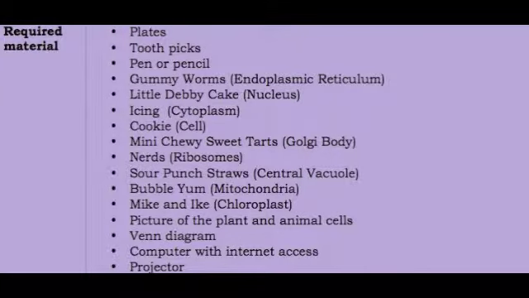For this lesson plan, the materials required are plates, toothpicks, pen or pencil, gummy worms representing the endoplasmic reticulum, Little Debbie cake as the nucleus, icing as the cytoplasm, the large cookie representing the cell, mini chewy sweet tarts as the Golgi bodies, Nerds as the ribosomes, Sour Punch straws as the central vacuole, Bubble Yum as the mitochondria, and Mike and Ikes representing the chloroplasts. You also need a picture of plant and animal cells, a Venn diagram, a computer with internet access, and a projector.